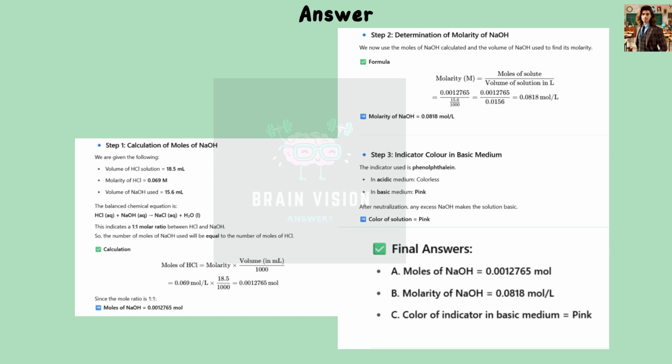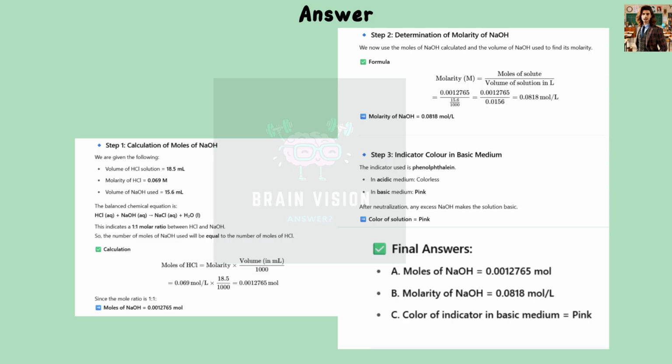We now use the moles of NaOH calculated and the volume of NaOH used to find its molarity. Formula. Molarity equals moles of solute over volume of solution in L. Molarity equals 0.01275 over 0.0156, equals 0.0818. Molarity of NaOH equals 0.0818 mole per liter.